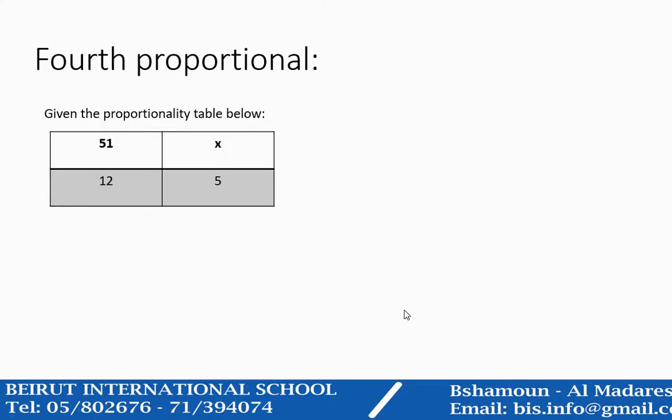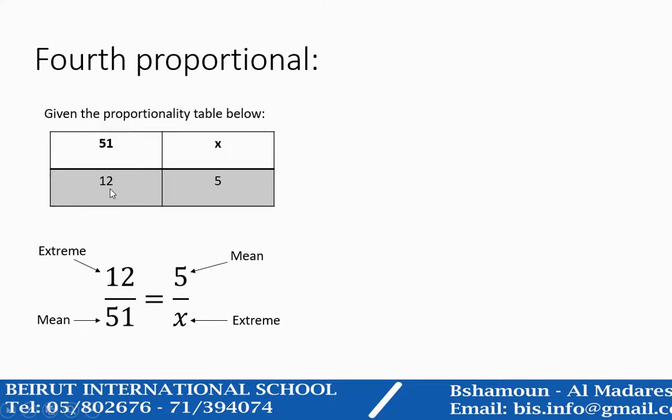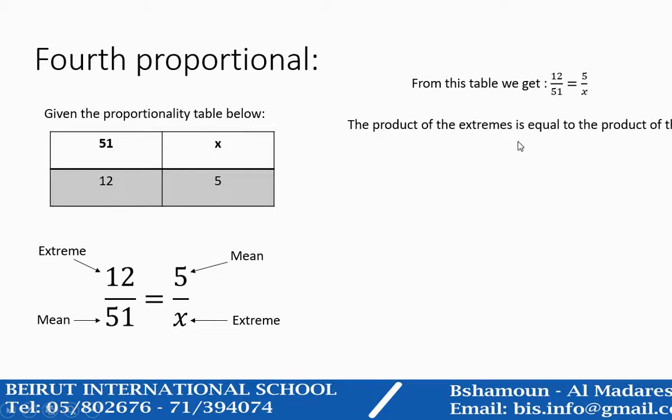Fourth proportional. Given this table, which is a proportionality table, to find the unknown x, first you have to divide y over x and y over x, and they should be equal because the table is a proportionality table. The first number here and the last number here are called extremes. The numbers here are called means. You have a rule that the product of extremes is equal to the product of the means.